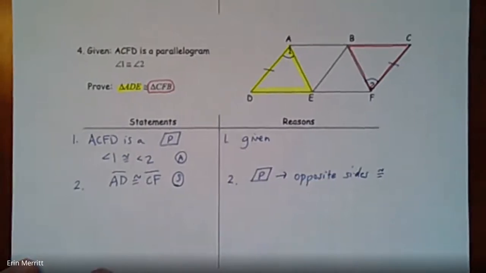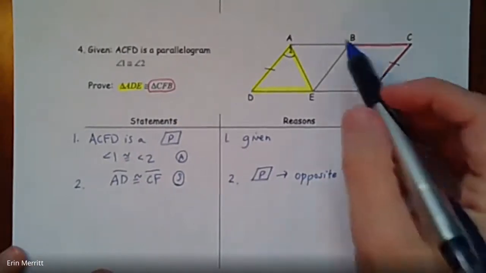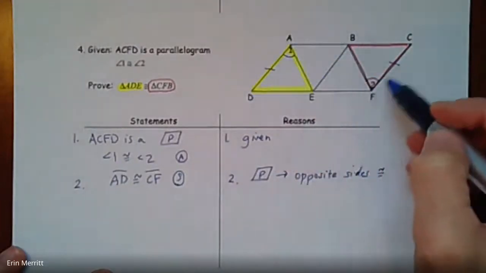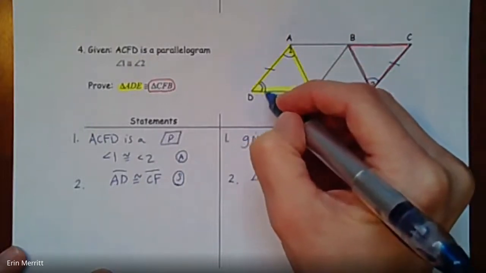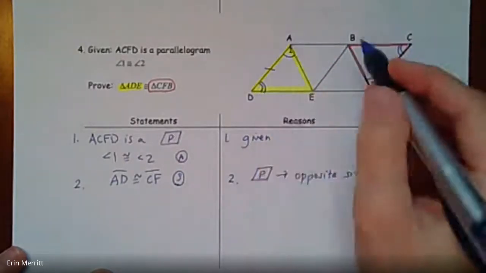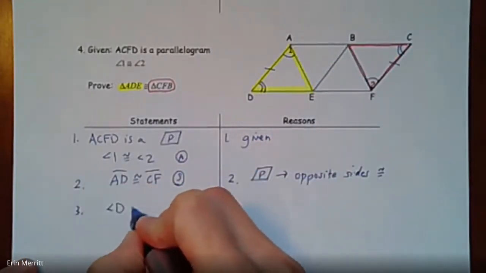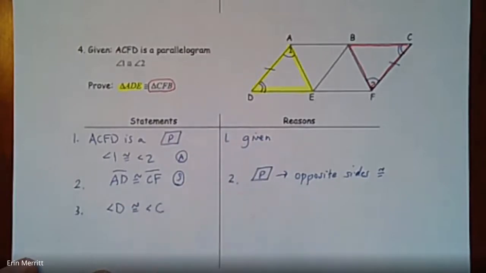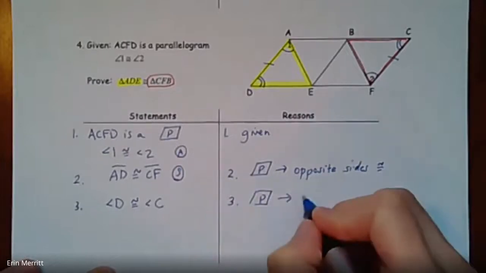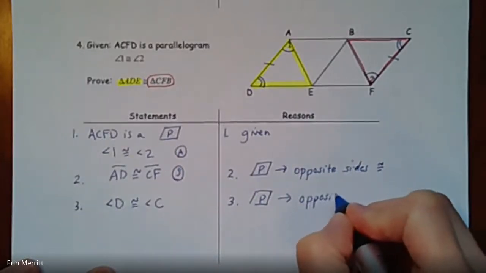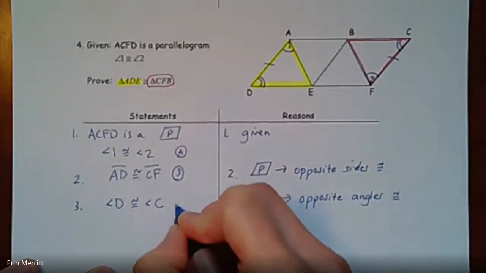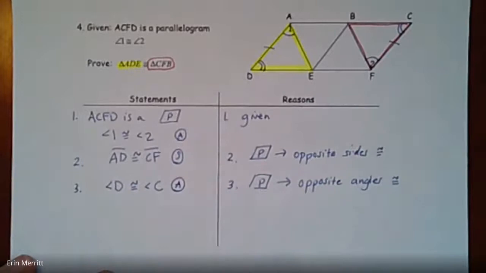What else? Opposite angles congruent. If you look, because there's a lot going on in the middle, it's almost a touch distracting. But if I look at the big picture, angle D here and angle C up here, those are opposite angles in that big parallelogram. So I can make step 3 that angle D and angle C are congruent. And my reason would be parallelogram implies opposite angles congruent.